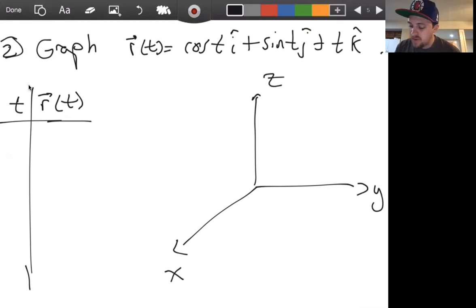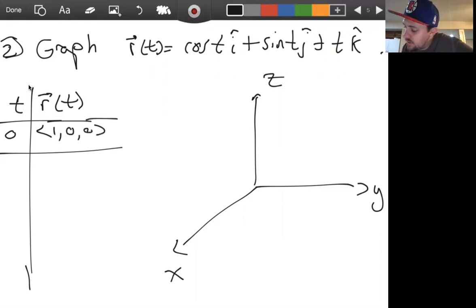Now, if we graph 0, r of 0 looks like it's going to be cosine of 0, which is 1, sine of 0, which is 0, and 0, which is 0. So at t equals 0, we have the vector 1, 0, 0. Now let's look at pi over 4.